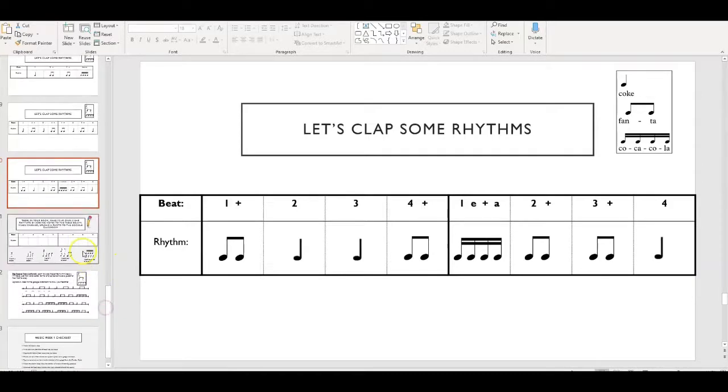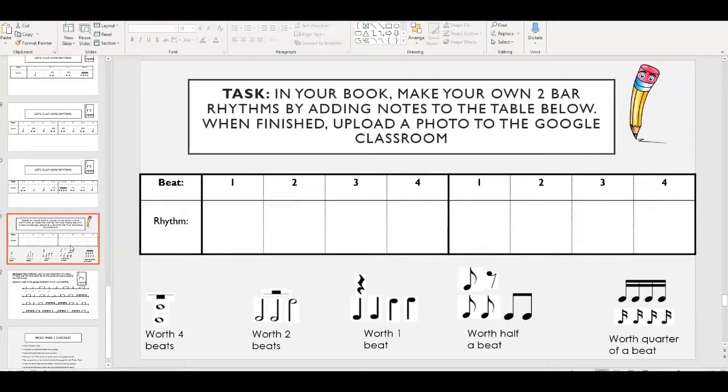Alrighty, let's move on to a bit of a task just to show your understanding of these symbols and how long they last for. You need to, in your book, create a rhythm that lasts for 2 bars. What you need to do is draw a symbol and put it in the first box and know how long it lasts for. This one I just used lasts for 4 beats. So 1, 2, 3, 4.